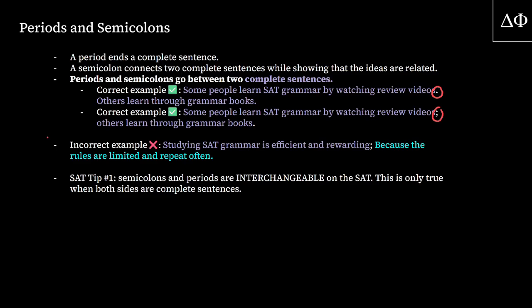Now, this is an incorrect example. Studying SAT grammar is efficient and rewarding. Well, that's a complete sentence. Because the rules are limited and repeat often. That's a dependent clause. So a semicolon here would not be appropriate. So remember this SAT tip as well. Semicolons and periods are basically interchangeable on the SAT, and this is only true when both sides are complete sentences, like this example right here.